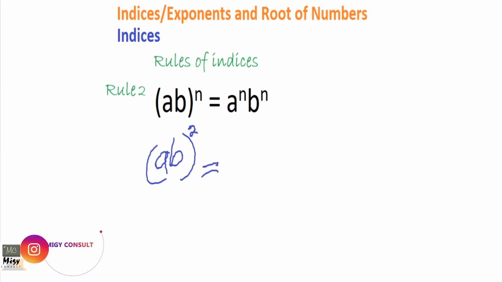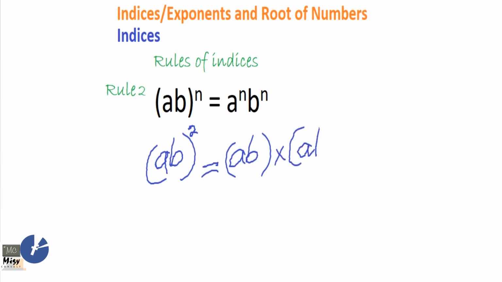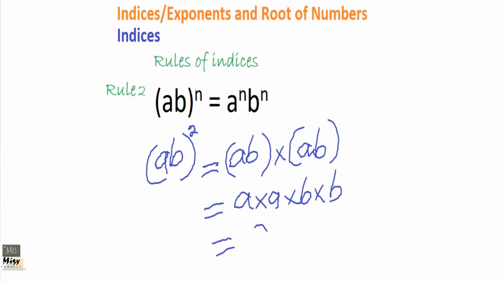You remember we break this down because you want to know why it was like that. So we're going to get what? ab multiplied by ab, right? Just do what you were asked. Don't do shortcuts. So now this will give us a times a times b times b. So we're going to get a squared b squared. So you saw that the 2 is now distributed on top of them. Don't do magic. Work practically. Do what you were asked to do.